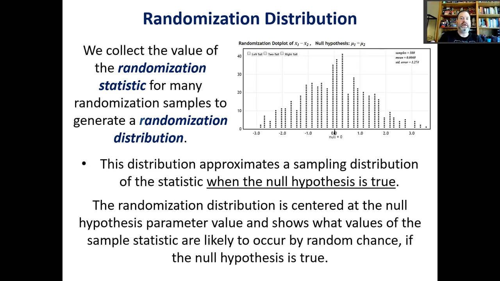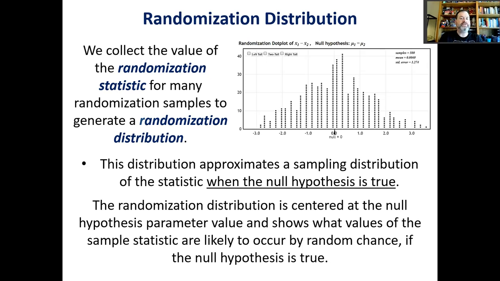So what makes this different than a bootstrap distribution or a sampling distribution? This is our third kind of distribution that relates to sample statistics. This distribution approximates a sampling distribution of the statistic when the null hypothesis is true. So what we're doing is building what we imagine the distribution of sample statistics to look like if the null hypothesis were true. And so the randomization distribution is centered at the null hypothesis parameter and shows what values of the sample statistic are likely to occur by random chance if the null hypothesis is true.